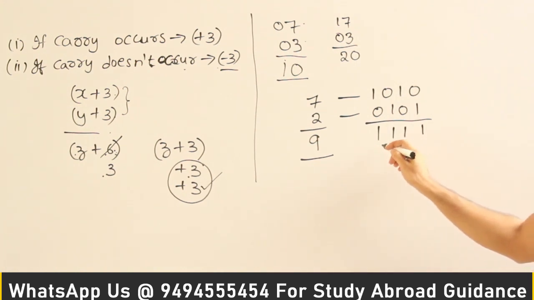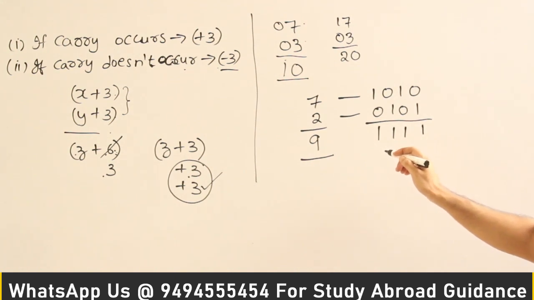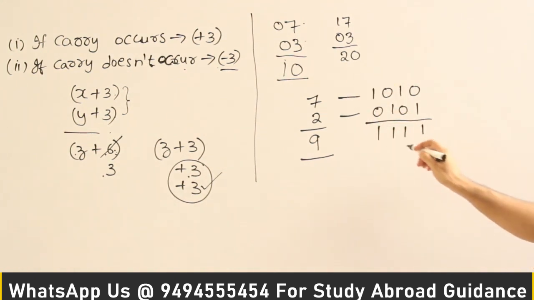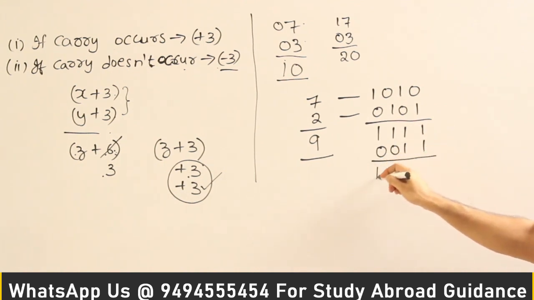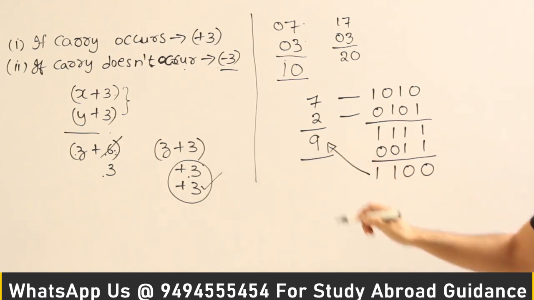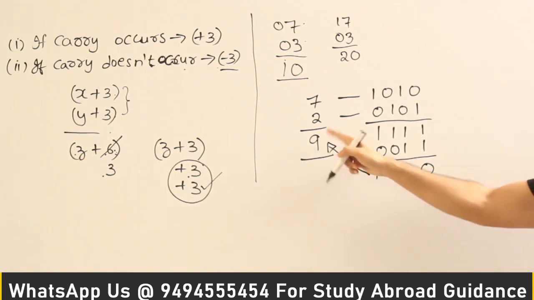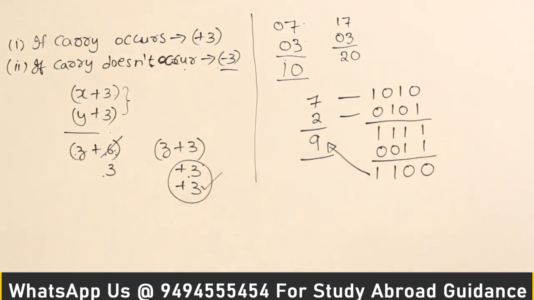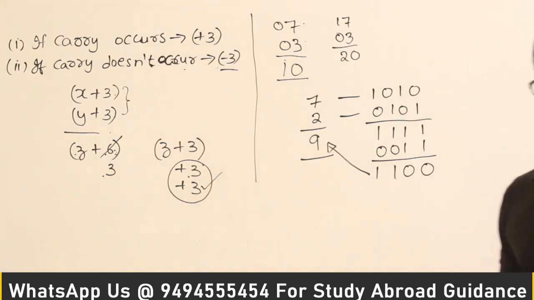If carry doesn't occur, subtract 3. 0 0 1 1, you subtract this. Then what do we get? 1 1 0 0. This is the pattern which is used to represent 9. How? Because the original pattern represents 12 in binary, and when you subtract 3, it is 9. Therefore we got this. Now let's see what happens if we get a carry. If a carry occurs, we are supposed to add 3, isn't it?